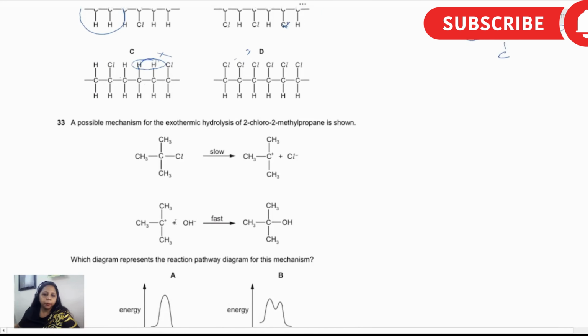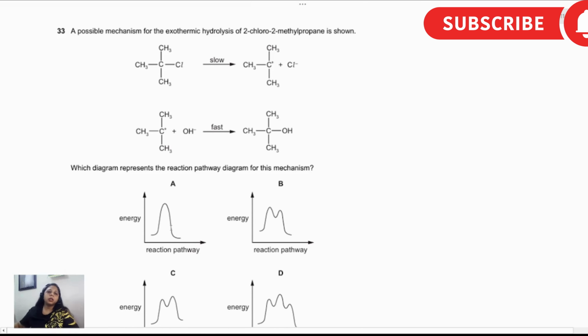Next one is 33. A possible mechanism for the exothermic hydrolysis of 2-chloro-2-methylpropane is shown. First of all, the chloride ion is removed, and because it becomes a carbocation, a hydroxide ion is going to attach over here and make it an alcohol. So what is the correct representation? Let's see how much energy is released.